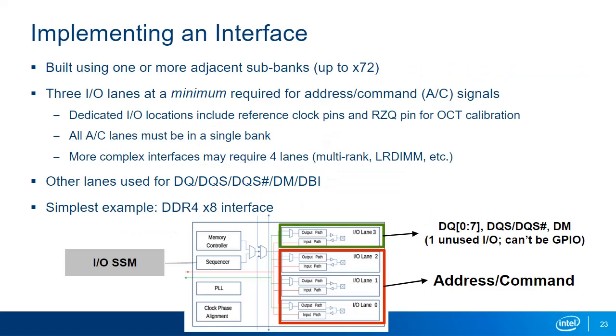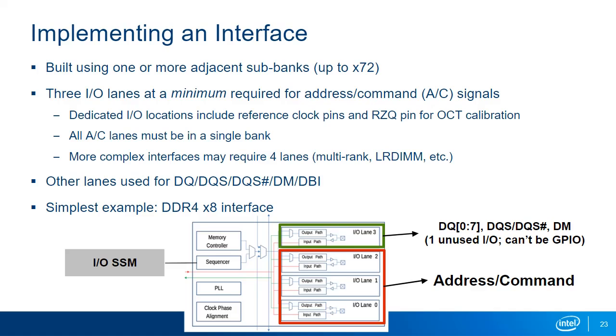With the architecture just described, we can now examine how a memory interface is implemented. As mentioned, all the hard resources to implement an interface are contained within each subbank. Thus, a simple by 8 interface can be built using a single subbank and the I/O SSM block as shown here. When building an interface, there are a few important rules that, due to the hardened resources, make pin placement a bit more restrictive than in previous device families.